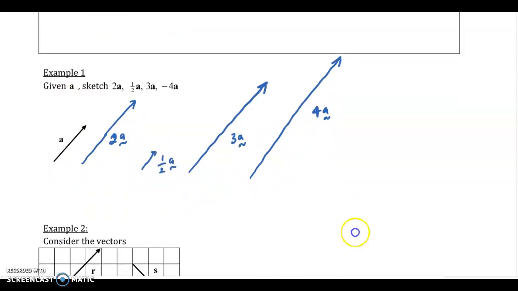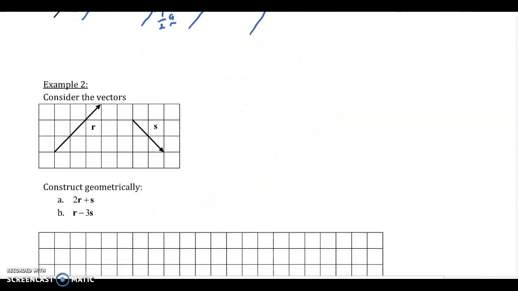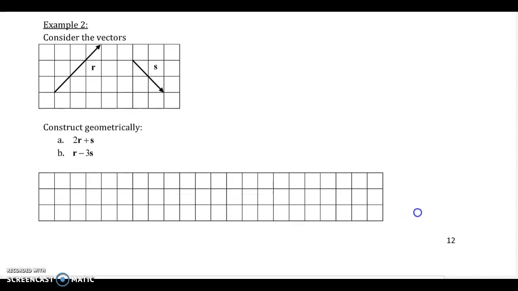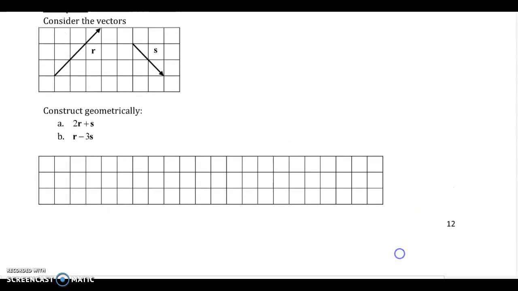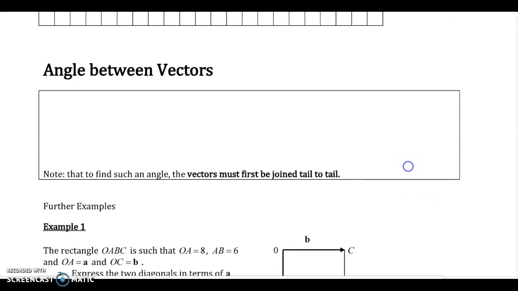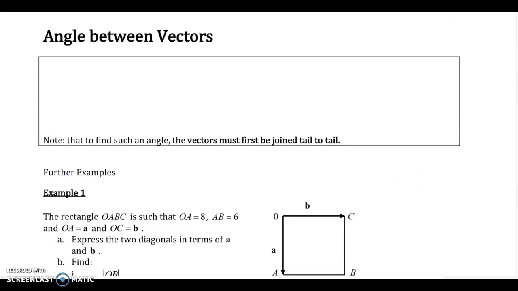Interesting, right? So if we consider the vectors R and S, we want to construct them geometrically. I think I might leave this example to complete yourselves. You can find the solutions up on the top of this OneNote as a PDF document.